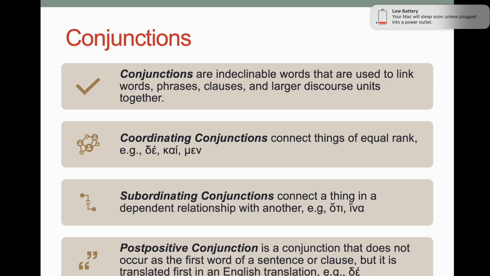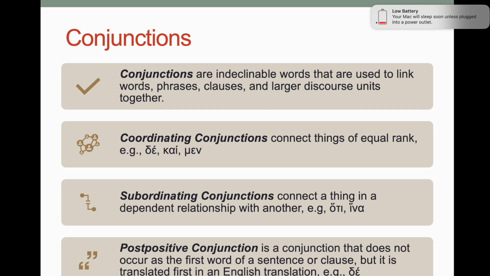I want to talk a bit about conjunctions. Conjunctions are words that are not declined. That is, they don't have case endings. They don't change their form. And these are words that are used to link words, phrases, clauses, and larger chunks of text together.